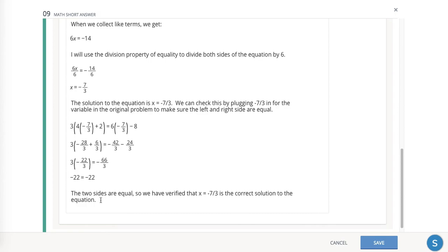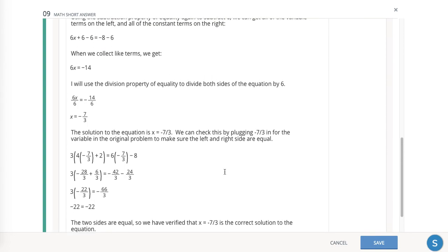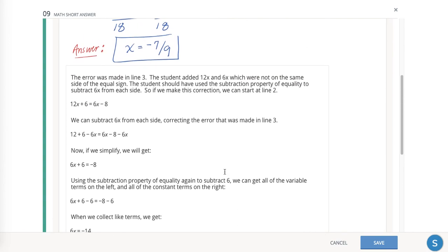And then finally, you kind of want to state what you know. The two sides are equal, so we have verified that x equals -7/3 is the correct solution to the equation. All right, so in this video, I showed you how to use the text and math tools to clearly write an explanation to a problem.